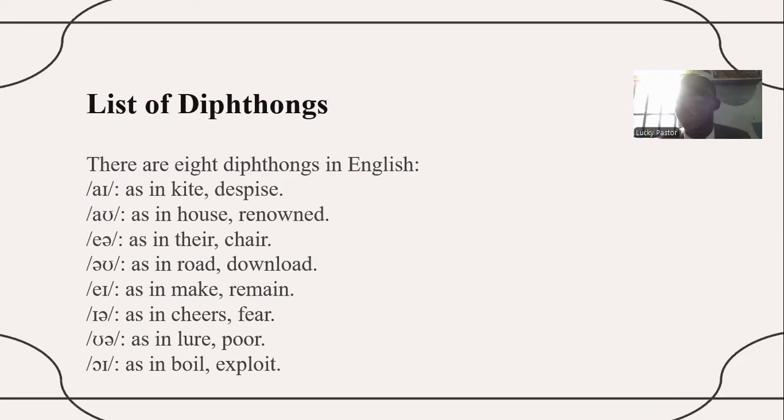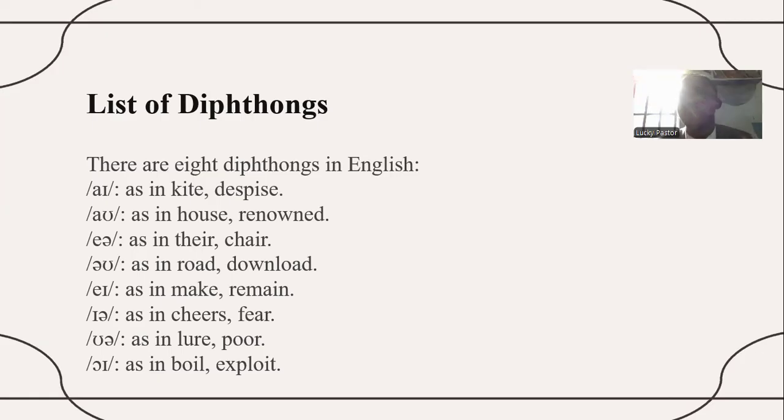So let's talk about the list of diphthongs we have in the English language. Of course, like I said before, there are 8 diphthongs in English. These diphthongs include the "I" sound, which glides from A to E. Repeat after me: I. The words you can find that sound in include kite and despise. These are some words you can find the "I" sound in.